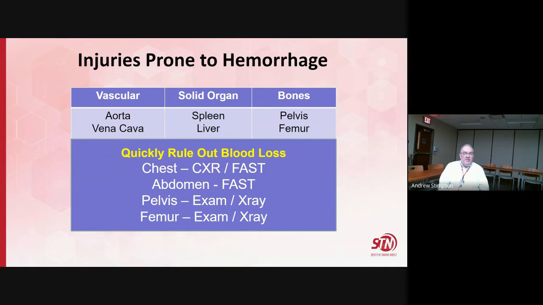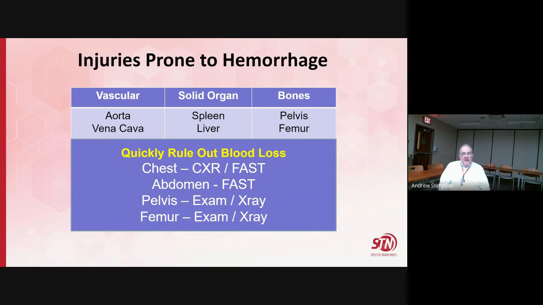But what injuries are prone to hemorrhage? Obviously, large vascular injuries. We think about the aorta and the cava. In trauma, we see splenic and liver injuries a lot. So the solid organs, very well perfused organs, and therefore, if they get injured, likely to bleed. From an orthopedic point of view, pelvic fractures and femur fractures, certainly we can lose a lot of blood there. So we want to quickly rule out blood loss.